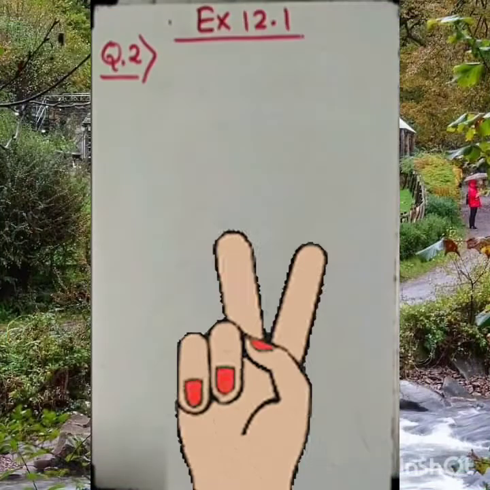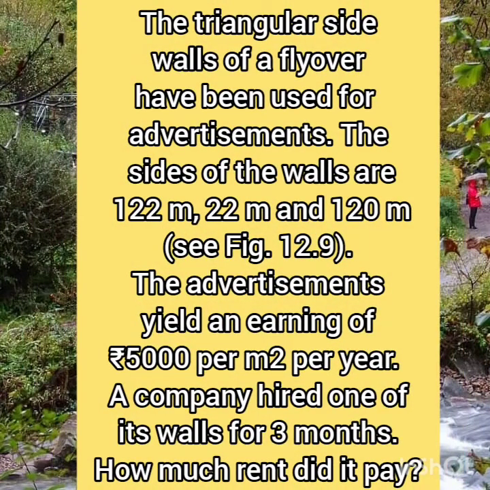Exercise 12.1, question number 2. The triangular side walls of a flyover have been used for advertisement. The sides of the walls are 122 meters, 22 meters, and 120 meters. The advertisement yields an earning of rupees 5,000 per meter square per year. A company hired one of its walls for 3 months. How much rent did it pay?